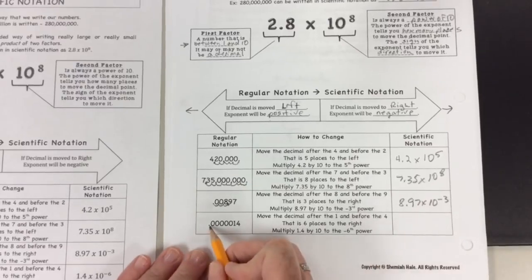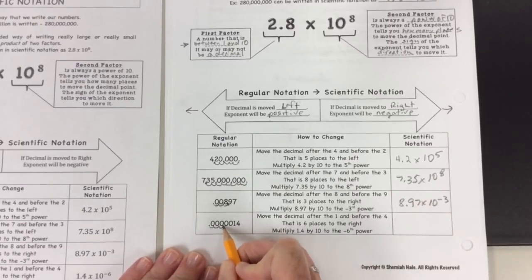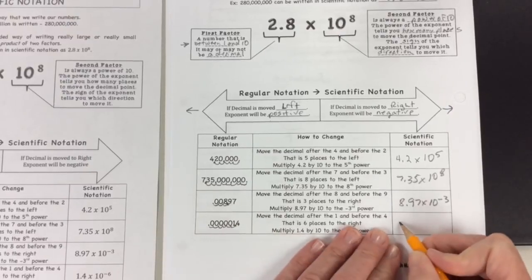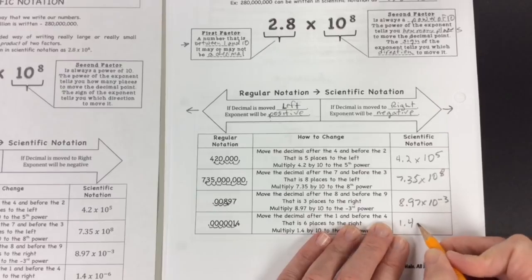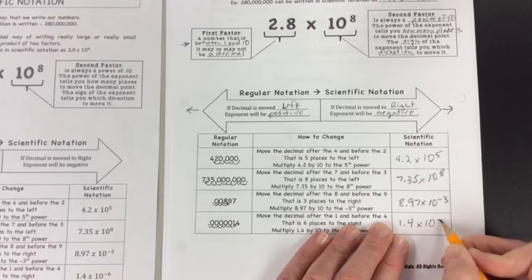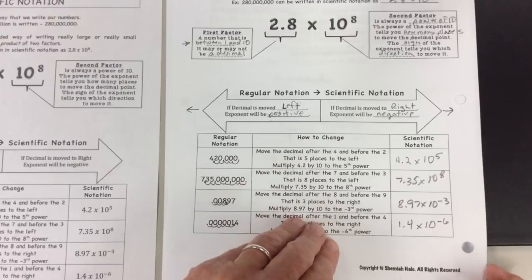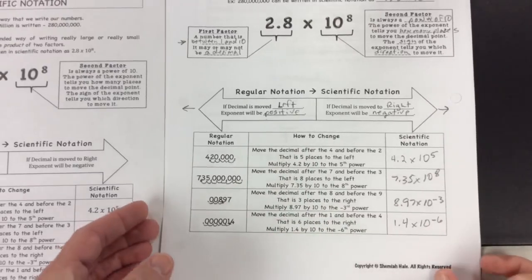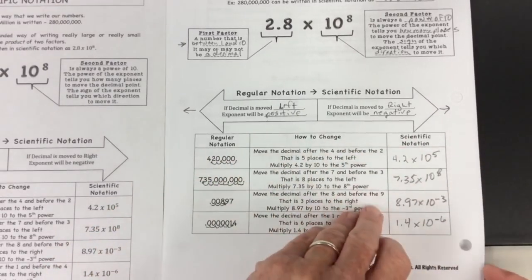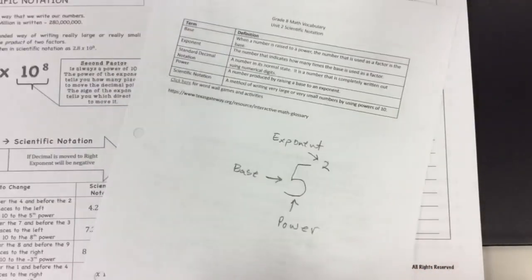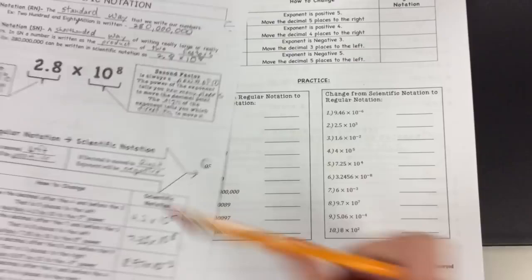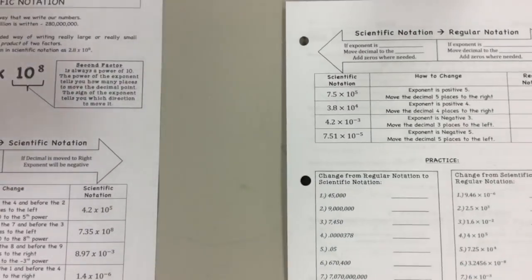Let's try this one. 1, 2, 3, 4, 5, 6. So this will be 1.4 times 10 to the negative 6 power. Okay, these are your notes. Let's see what else we have in the packet. So we had the vocabulary, this page. Now we're on this page.